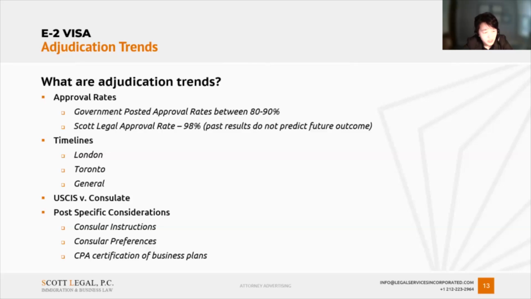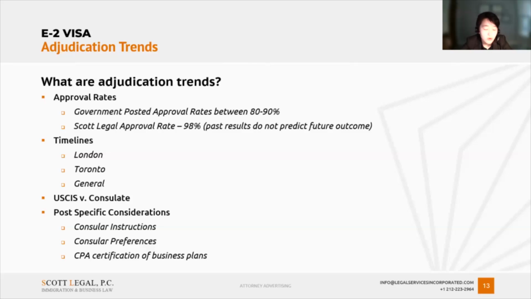Now, USCIS versus consulate. So it is a possibility to apply to change status to E-2 from within the United States if you directly apply to USCIS. And for that, premium processing is available. So if you need an answer very quickly, E-2 change of status with USCIS, if you're already in the US on a different non-immigrant status, can be an option, very quick option, 15 calendar days with premium processing.